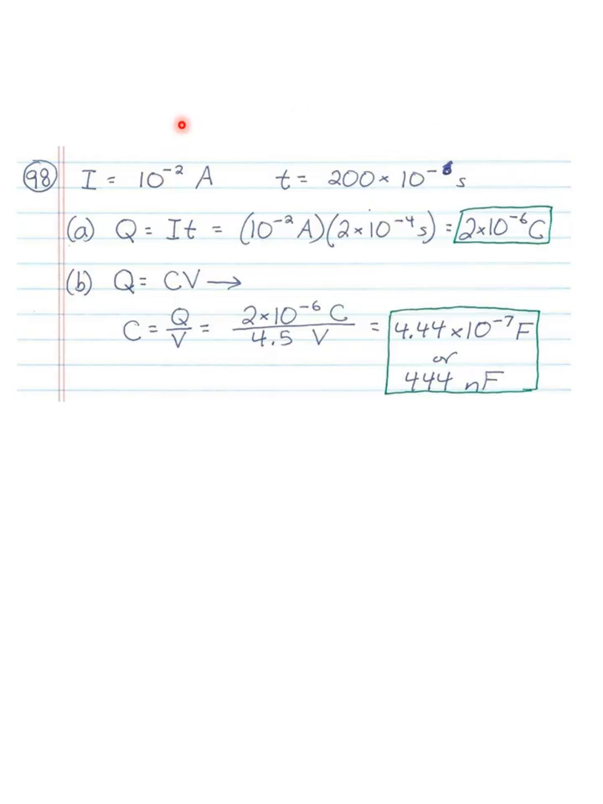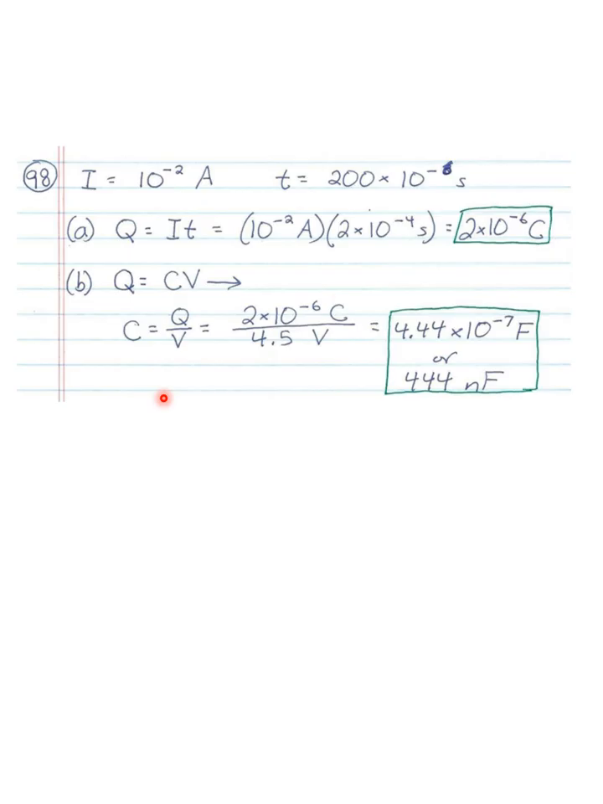So we have a current of 10 milliamperes, so that's 10 to the negative 2 amperes. The time, it says 200 microseconds, so 200 times 10 to the negative 6, or 2 times 10 to the negative 4 seconds. The total charge then is current times time, and you get 2 times 10 to the negative 6 coulombs, or 2 microcoulombs.